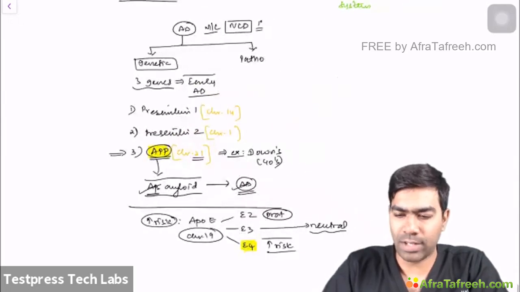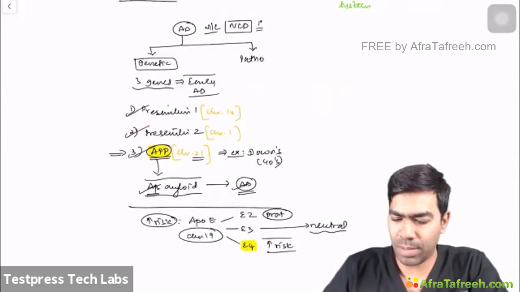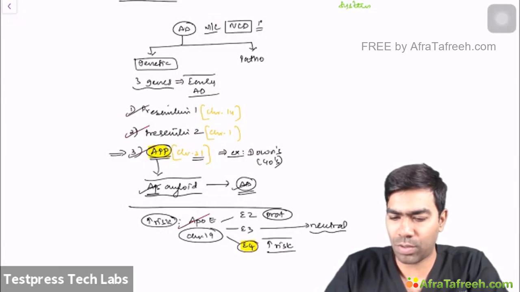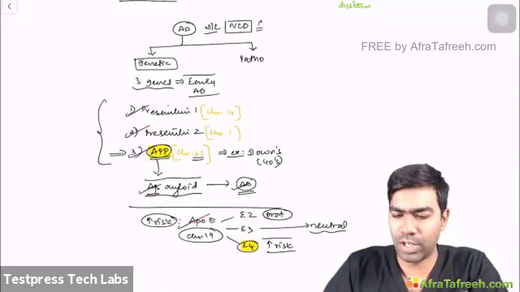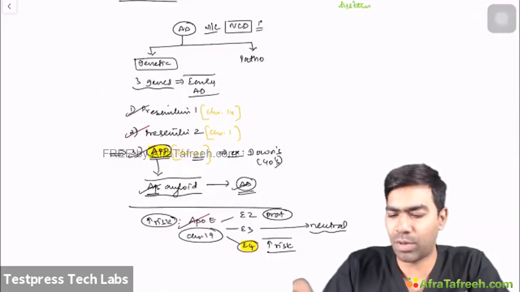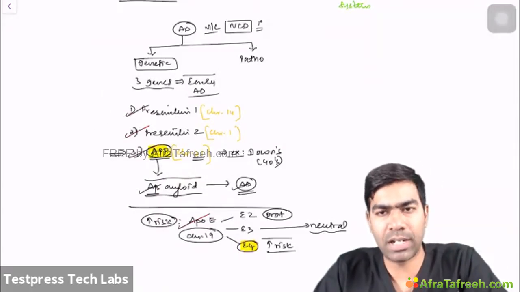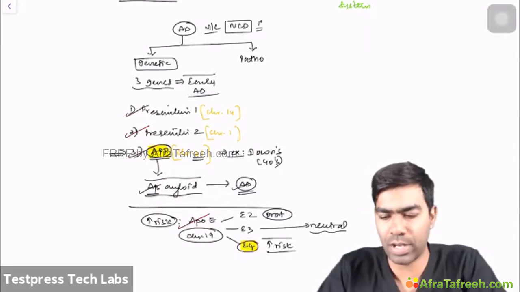So now I've told you four things: presenilin 1, presenilin 2, APP, and ApoE, especially the E4. These are the things that increase the risk. But as far as the strong genetic association is concerned, you need to tell these three things only: presenilin 1, presenilin 2, and APP, that is amyloid precursor protein. That's what you call APP.